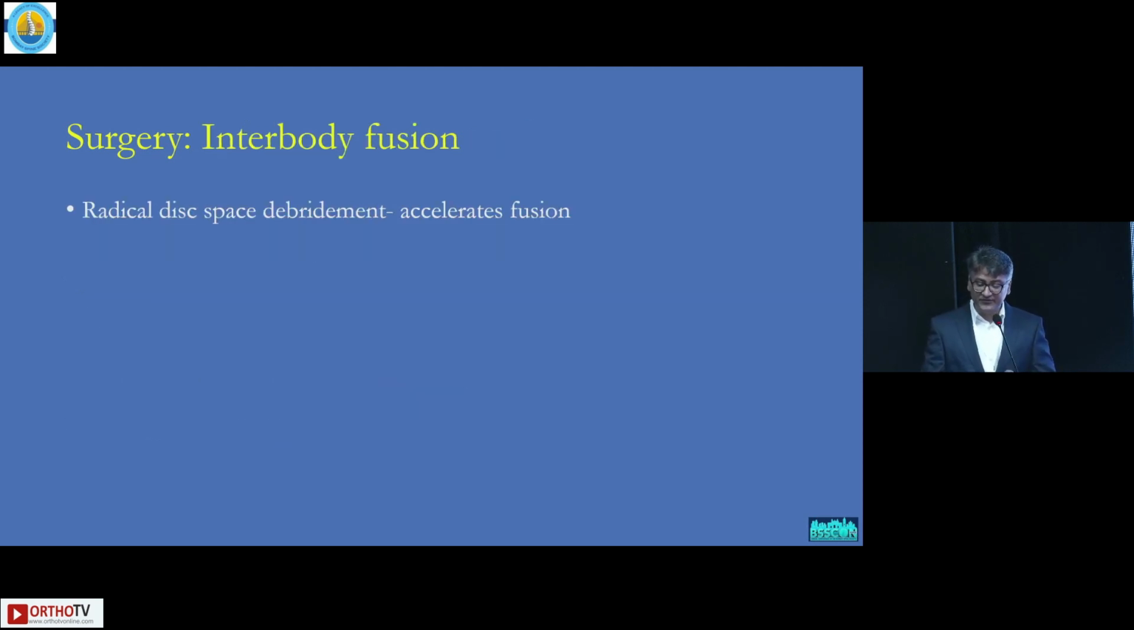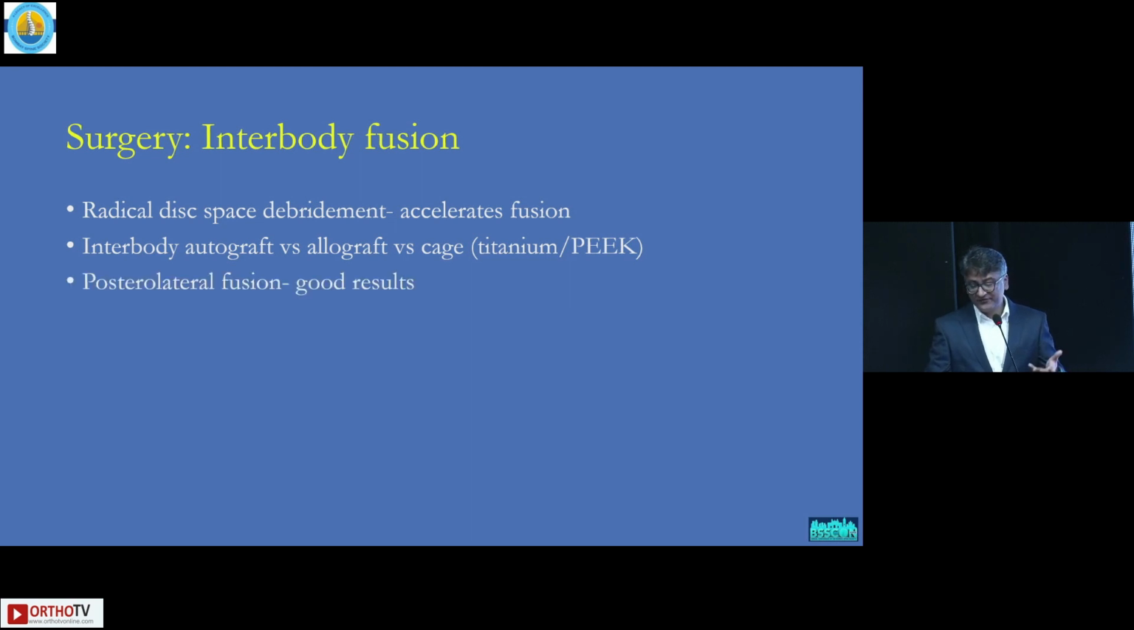Whether to do the interbody fusion or not, radical disc space debridement will anyway cause interbody fusion. Now interbody fusion, whether with an autograft or allograft or cage, all of them show good results. Posterolateral fusion, where you are just putting the screws, grafting on the sides and just debriding the disc space, is also accepted. PLIF basically is not a great option when you have to do nerve decompression as well, because you are going through a lot of scar tissue there. Now, TLIF remains an excellent option.